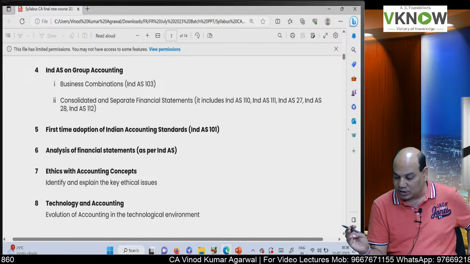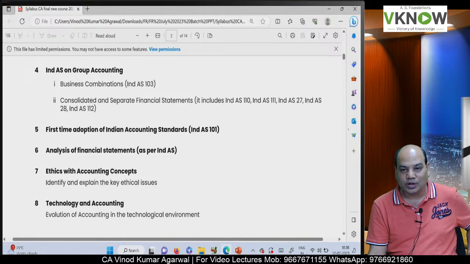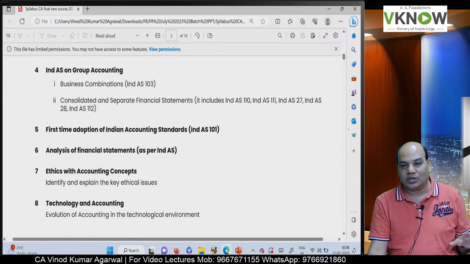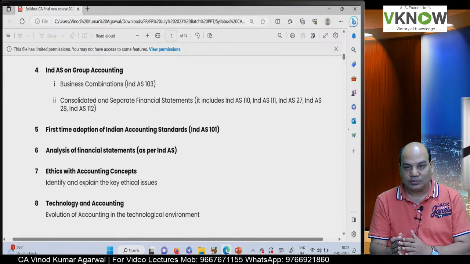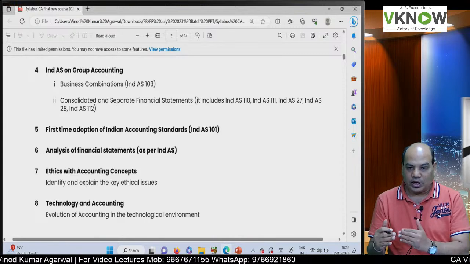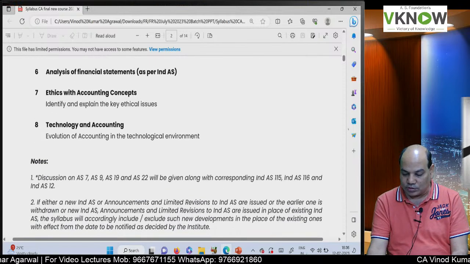There are 5 standards here: Ind AS 110, Ind AS 111, Ind AS 27, Ind AS 28 and Ind AS 112. So these 5 standards plus business combination together help you in understanding group accounting like merger, demerger, consolidation, associates, joint ventures. Okay, so we'll take all varieties of situations which are applicable to your syllabus.